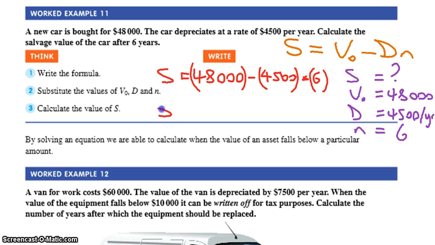Chuck that into your calculator. Find the value of S. After 6 years, at a depreciation rate of $4,500 a year, my car was 48 grand, is now worth what? 21. That is the salvage value of your vehicle and how much it's worth now.